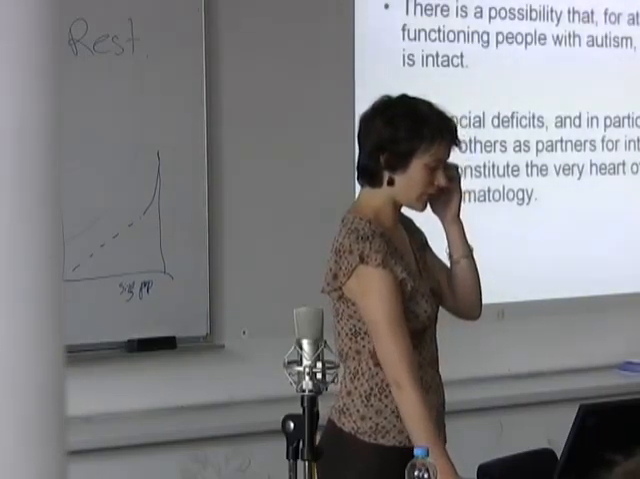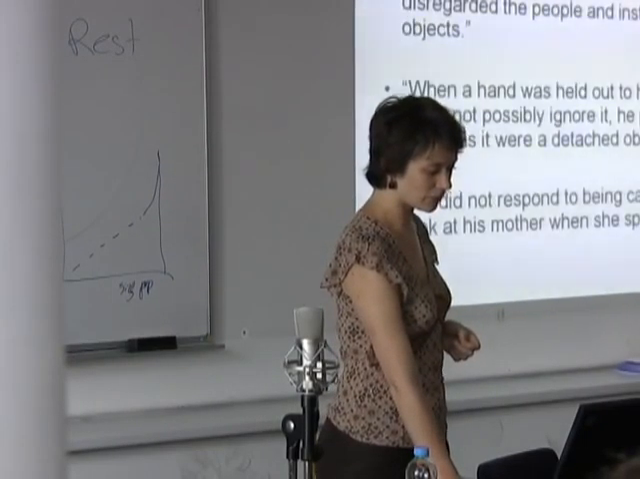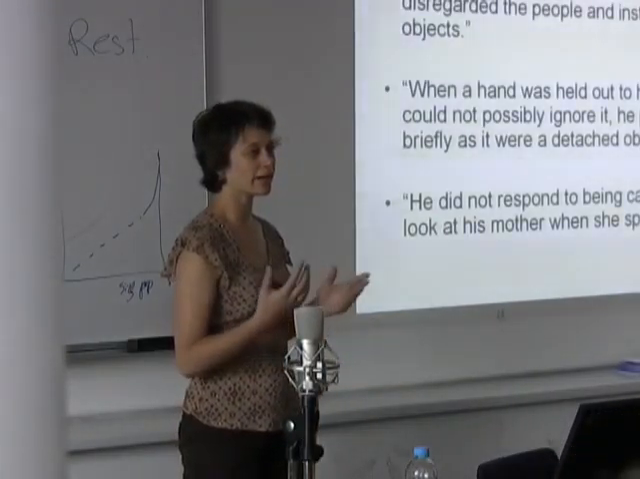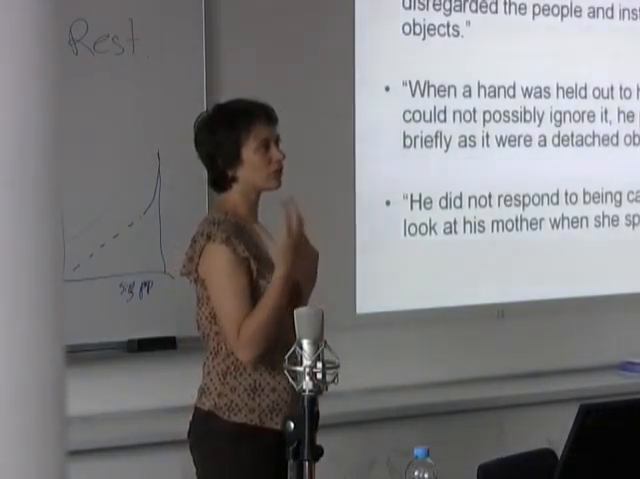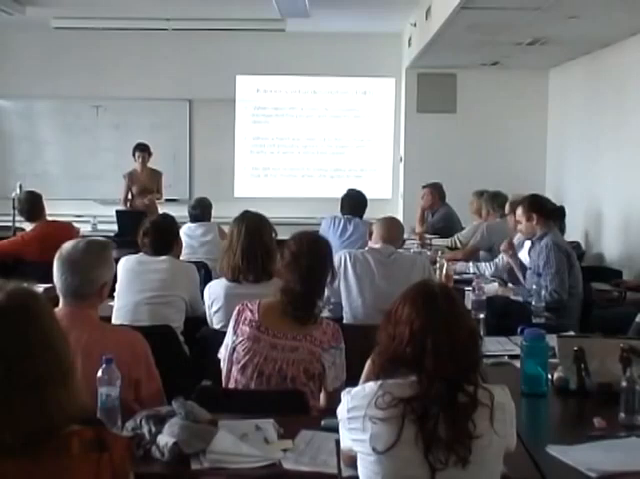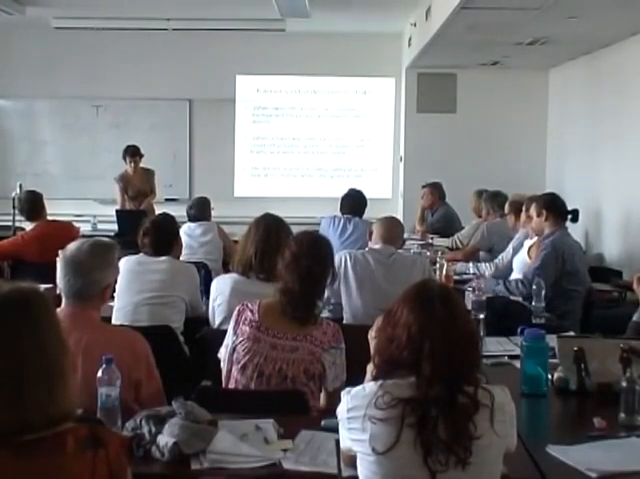To conclude, I would like to present you with the initial description that I used at the beginning. And now I read it differently, not in the light of a theory of mind deficit, but in the light of an inability to see others as people and partners for interaction. And I think you can have this double reading.